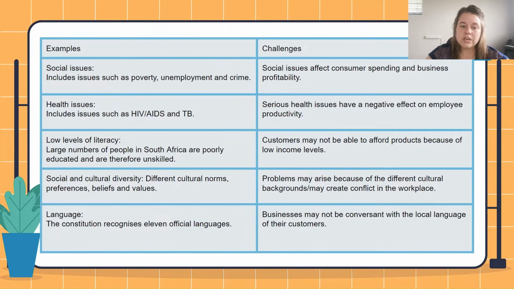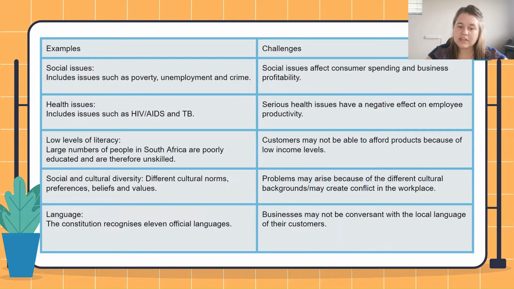So social issues. This includes issues like poverty, unemployment, and crime. Social issues affecting consumer spending and business profitability. So if you are in a community where the unemployment is quite high, that's going to affect them spending their money, because if there's a high unemployment rate, it means that those people don't have a lot of money. They're spending their money on basic needs. So if you're a business that sells luxury needs, you're not going to get those customers, and obviously your profitability and your success in that community is going to be affected 100%.